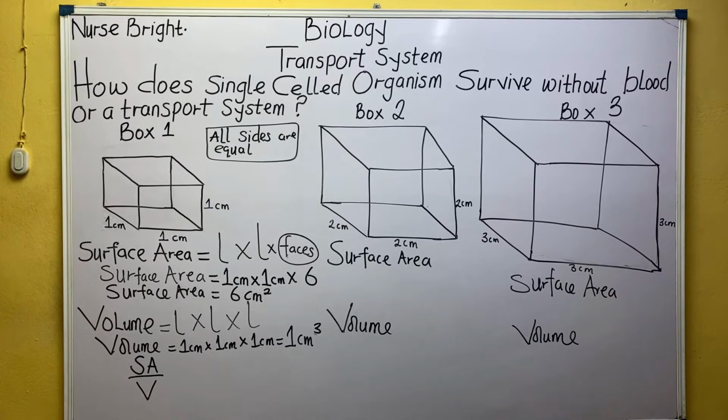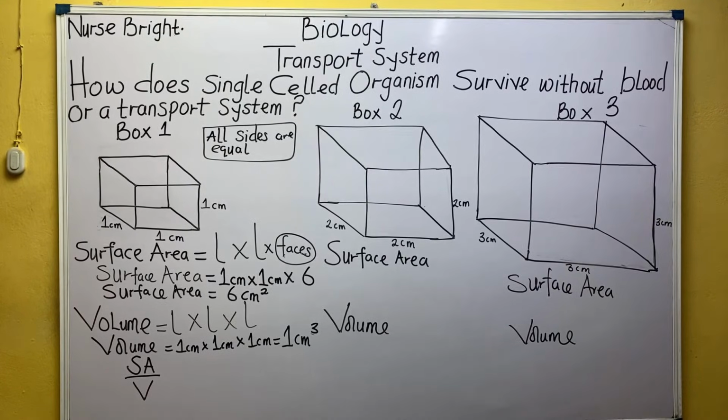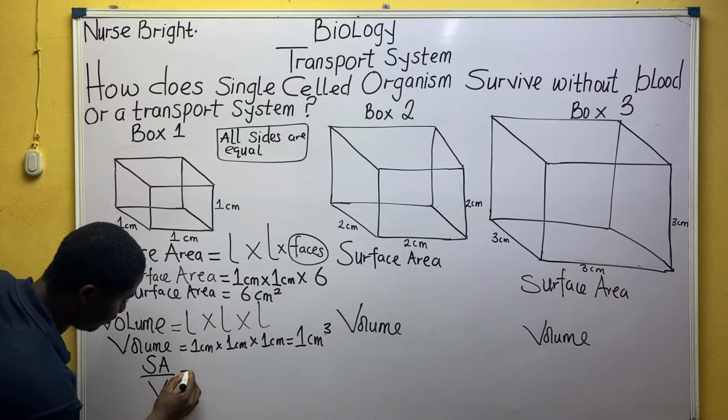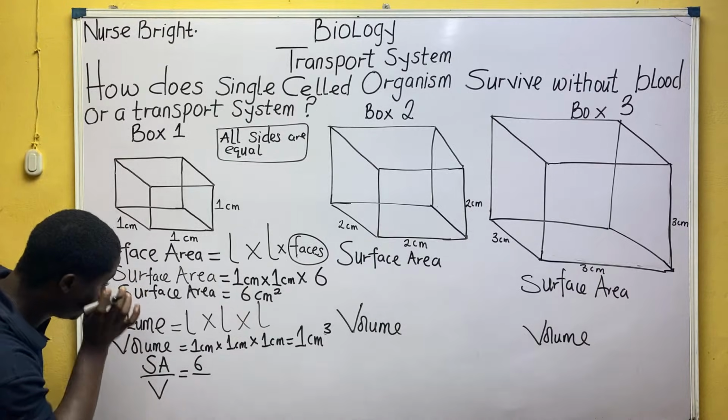What becomes the surface area to the volume ratio? I'm coming, guys. So it's gonna be what? The SA to the volume ratio is gonna be what? What's the surface area? 6 over what's the volume? The volume is 1.